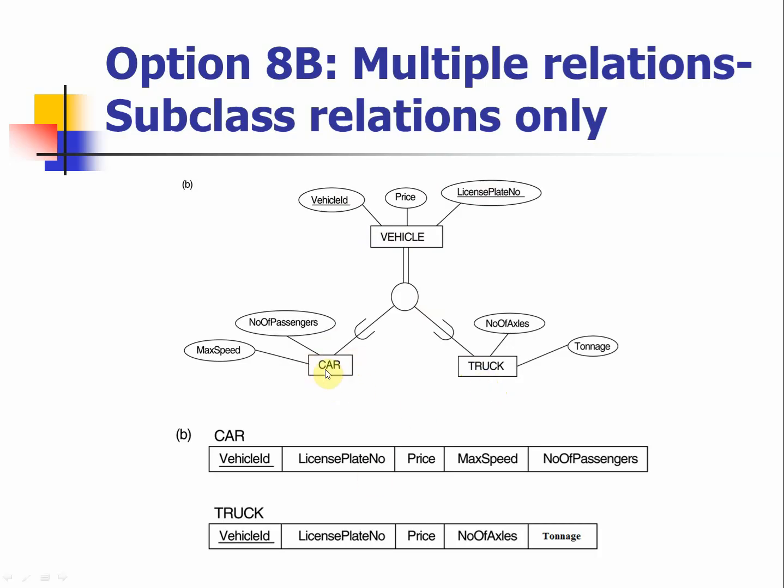What are the attributes describing the car? The attributes describing the car include maximum speed, number of passengers, vehicle ID, price, license plate number. So all of this will go to the car. It will be the same thing for the truck. So in this case, we can remove the superclass by creating a car entity and a truck entity. And that is how we will be able to use the second choice here. It's multiple relations, subclass only.